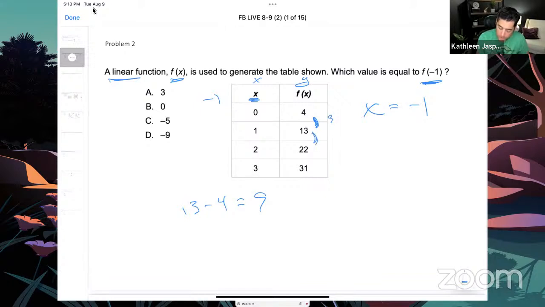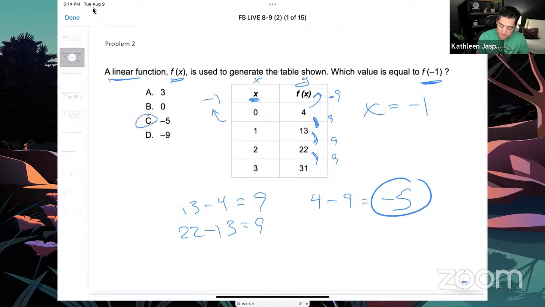Well, if I go 13 to 22, 22 minus 13, again, that's going to give me 9. So you see the pattern here, 9. So these are all 9, 9, 9. Well, if I need to go in the opposite direction, instead of adding 9, I'm going to subtract 9 so I can get my next value, because I got to get from 0 to -1. So if I do 4 minus 9, that gives me -5. And so the correct answer is going to be -5, which is C.